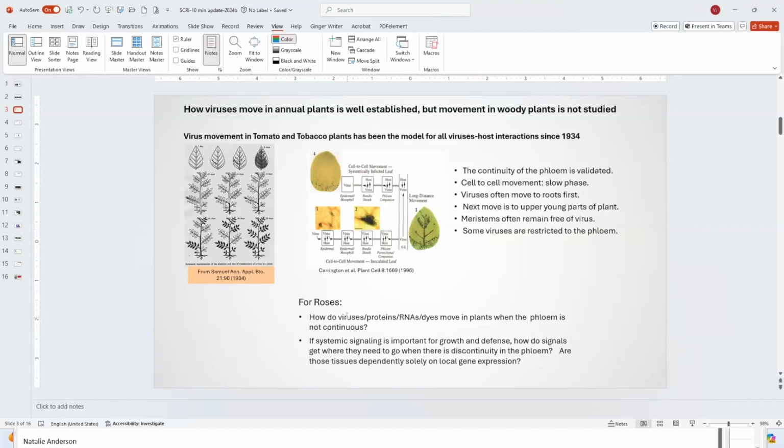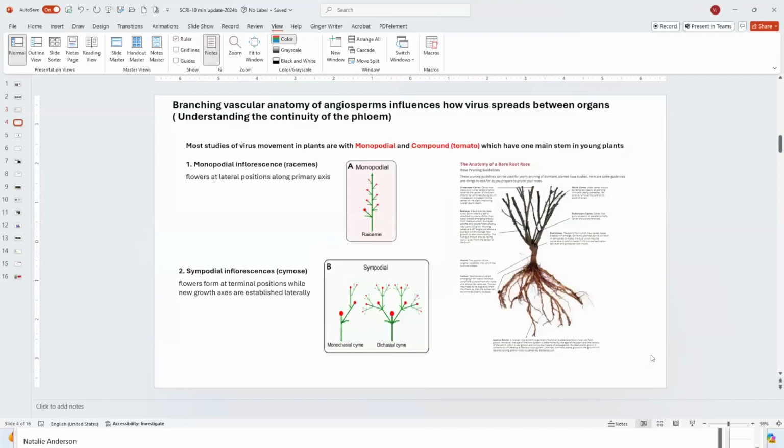But considering roses have a completely different lifestyle from tobacco plants, we really had to ask these questions: where is virus moving and how is it moving? What kind of systemic signaling is important for growth and defense in plants?